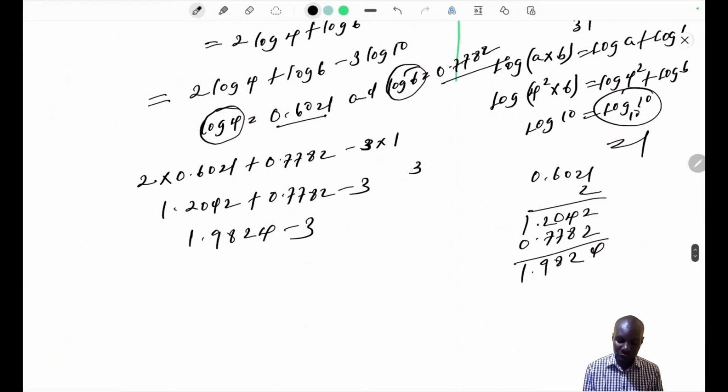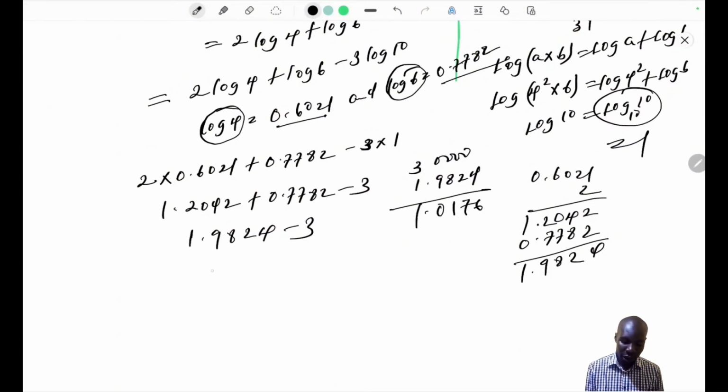So it's like 3 minus 1.9824. Subtracting, I'll have 6, remainder 9. I'll have 7, remainder 9, 1, remainder 9, 0, 1. So I'll have 1.0176. That is the answer for that.